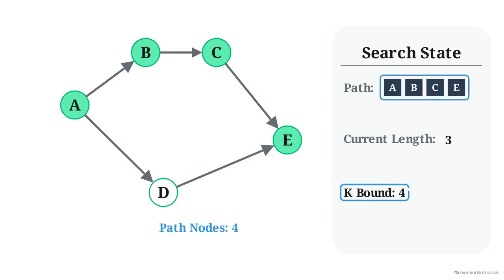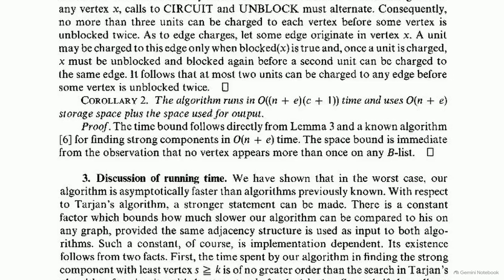The path contains 4 nodes, hitting our absolute limit of k equals 4. Evaluating the next edge to D, it calculates a length of 5. The edge is immediately rejected based on the k-bound. This preemptive truncation is mathematically necessary. Bounding the search scope aggressively prunes dead-end paths. This prevents computational time from growing exponentially in massive graphs, maintaining an efficient worst-case execution time proportional to nodes, edges, and valid cycles.